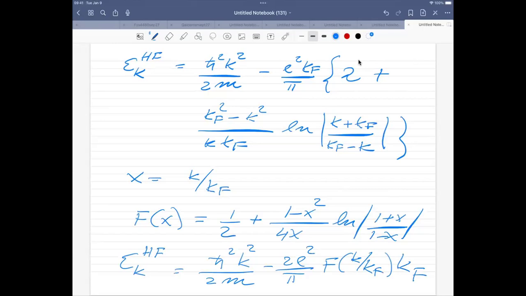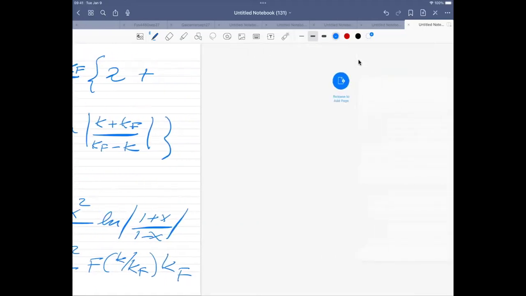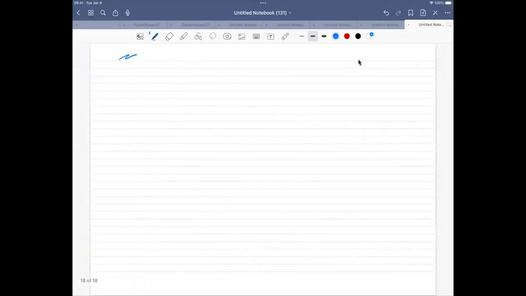And now, why is this interesting? Now, it's interesting because I can take the ratio between the Hartree-Fock energy and the energy which I would get from just plain kinetic energy. So let us now define the non-interacting energy at the Fermi level.